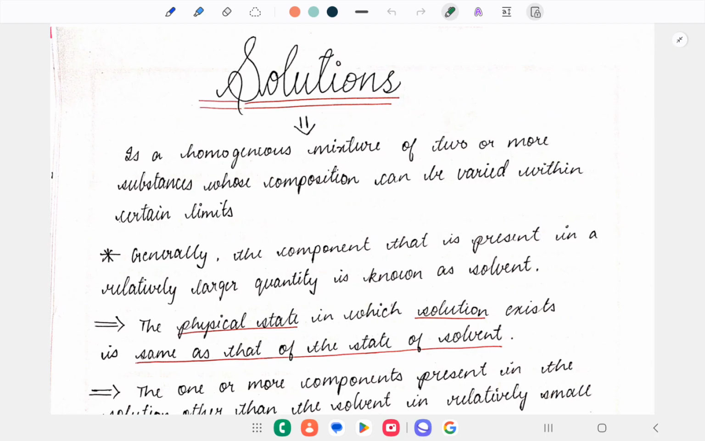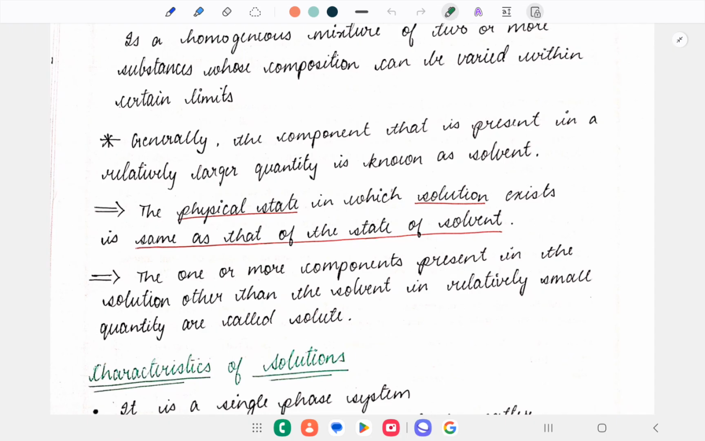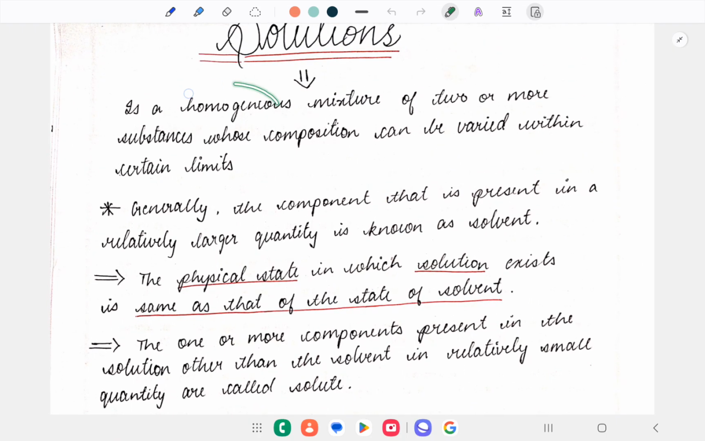In this chapter, we will try to understand what solutions are and also how the concentration of the solute can be expressed in a liquid solution, and the related terms. So first, what is a solution? A solution is a homogeneous mixture of two or more substances whose composition can be varied within certain limits. Here, homogeneous mixture means its composition and its properties are uniform throughout the mixture.